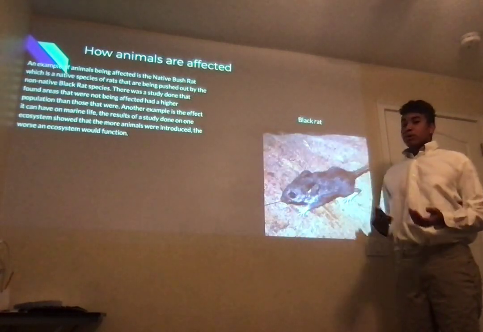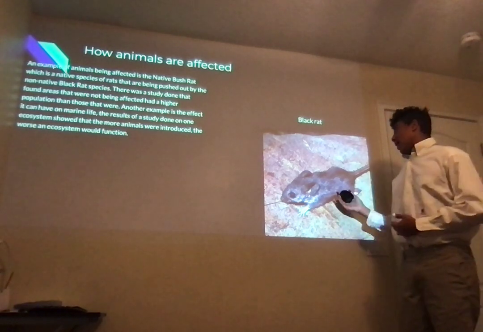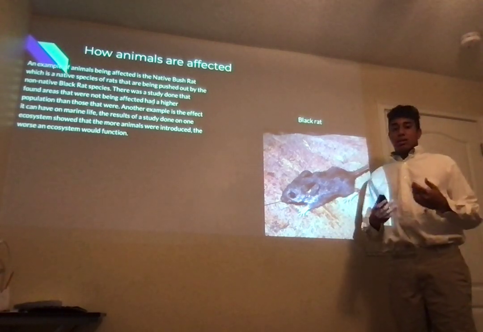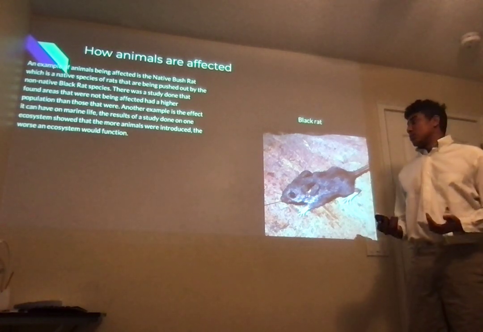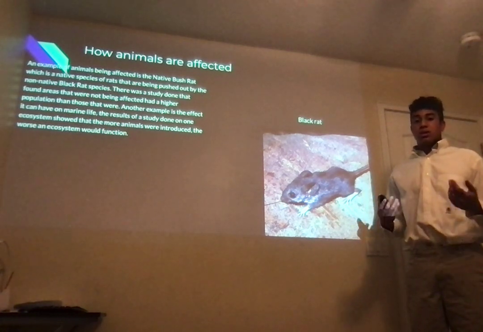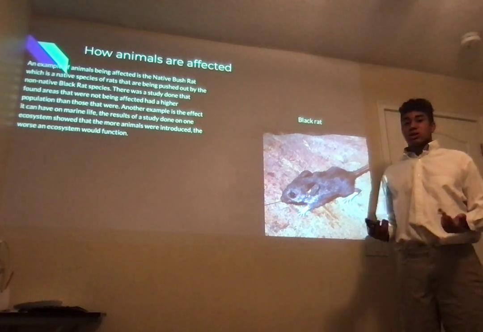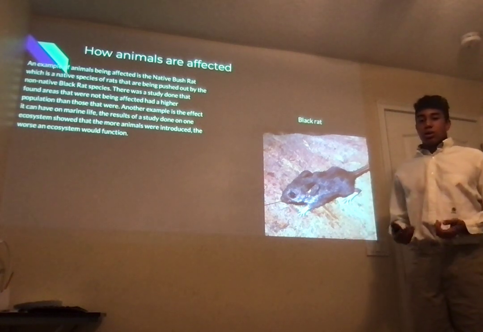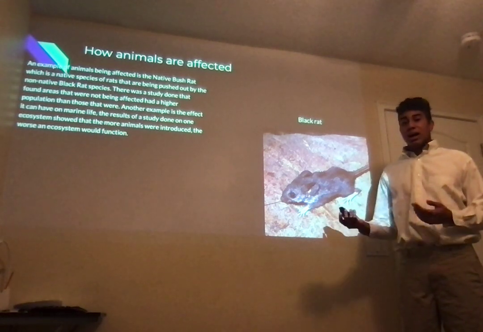The native bush rat is being pushed out of its old environment by the black rat, and the black rat came in and is taking all the resources, or a majority of the resources that the native bush rat would have used to survive, and it's causing quite a few issues, and it's really hurting the ecosystem that was already doing okay. And another example of this could be marine life.